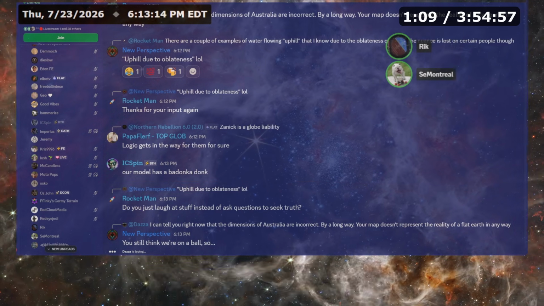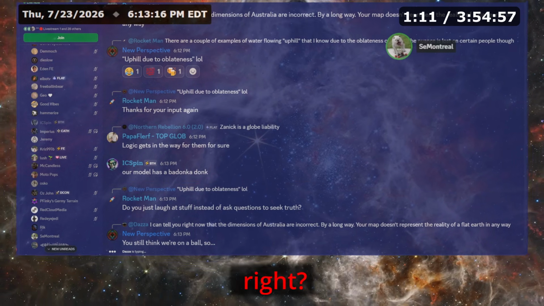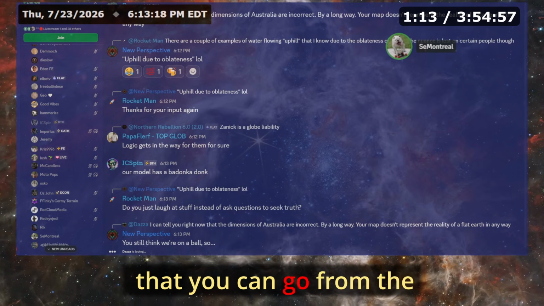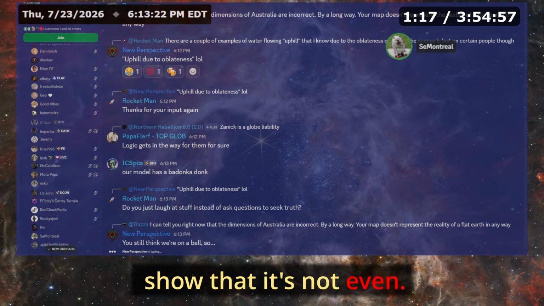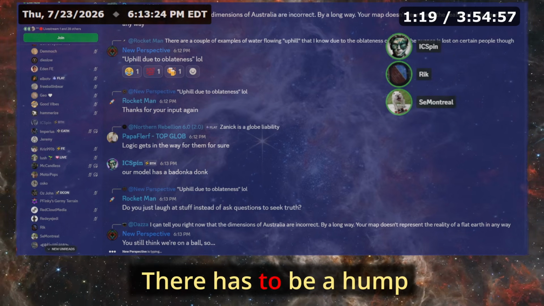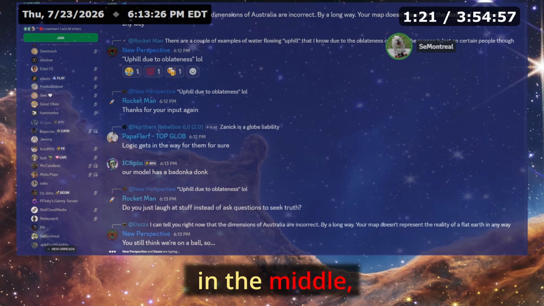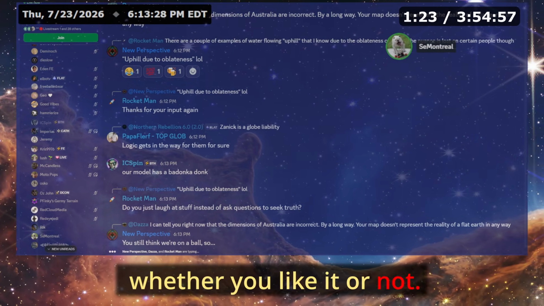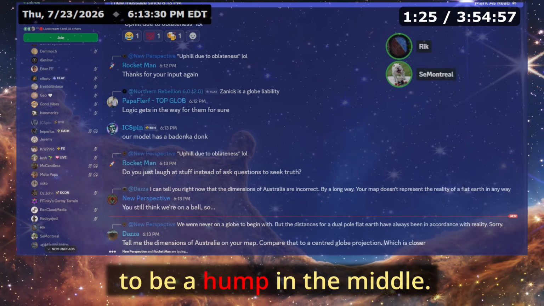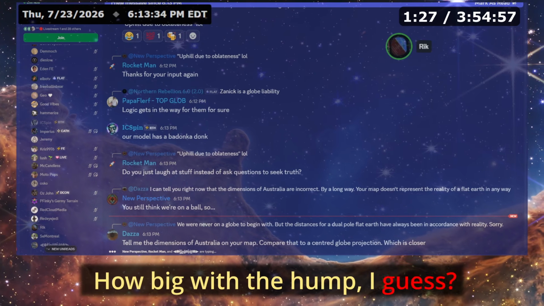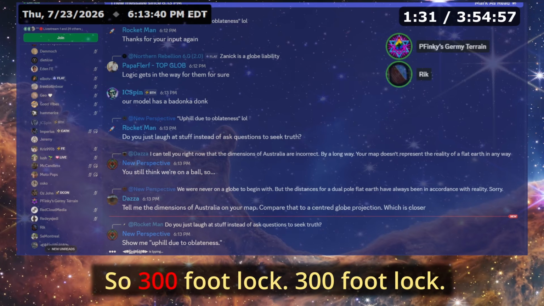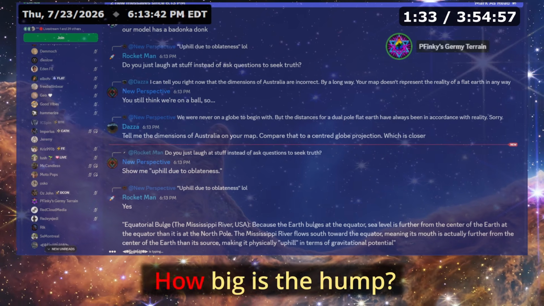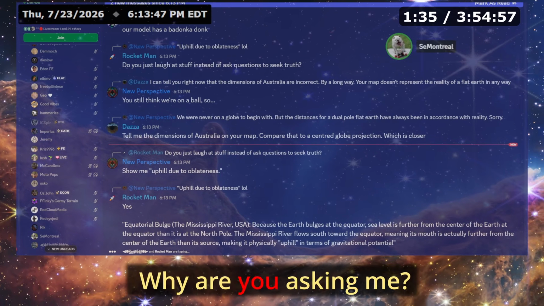Show me somewhere where there's water, in a canal that you can go from the side and observe it and show that it's not even, it's not horizontal. There has to be a hump in the middle, whether you like it or not. In your model, there has to be a hump in the middle. How big would the hump be, SE? It depends how big the lock system is. So 300-foot lock, how big's the hump? Do the math, bro. What are you asking me?